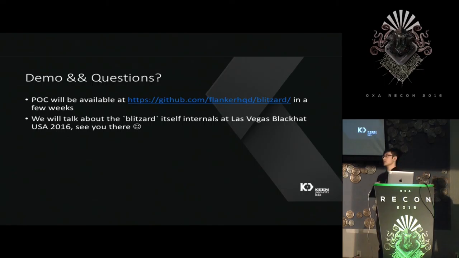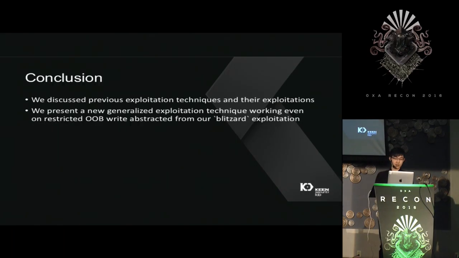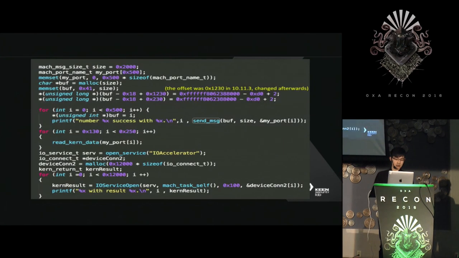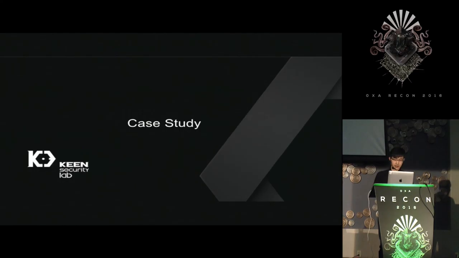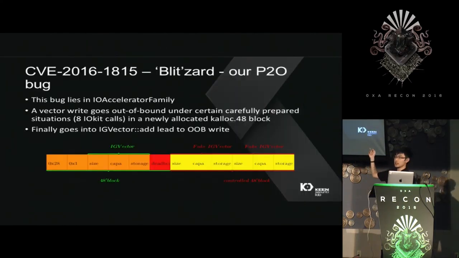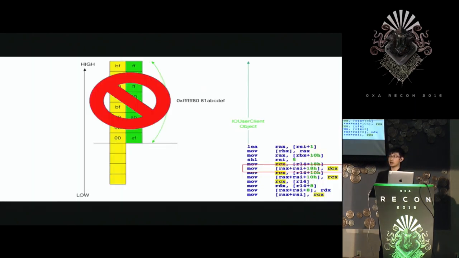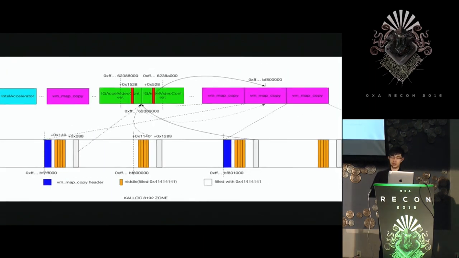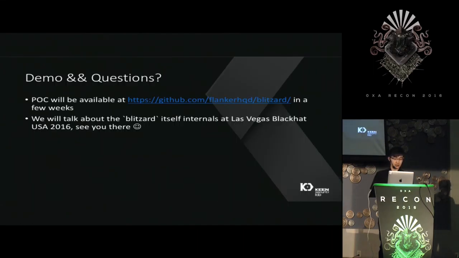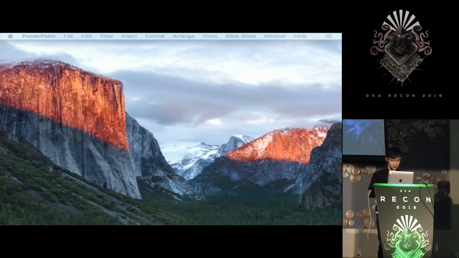And of course, we can recall that to achieve a stable memory layout here, actually it takes some work, because the kalloc.48 zone is frequently used in the kernel, and it's somehow hard to achieve a stable kernel layout. And we will introduce our other techniques used in this vulnerability in the Blizzard talk. And let's do a demo here.